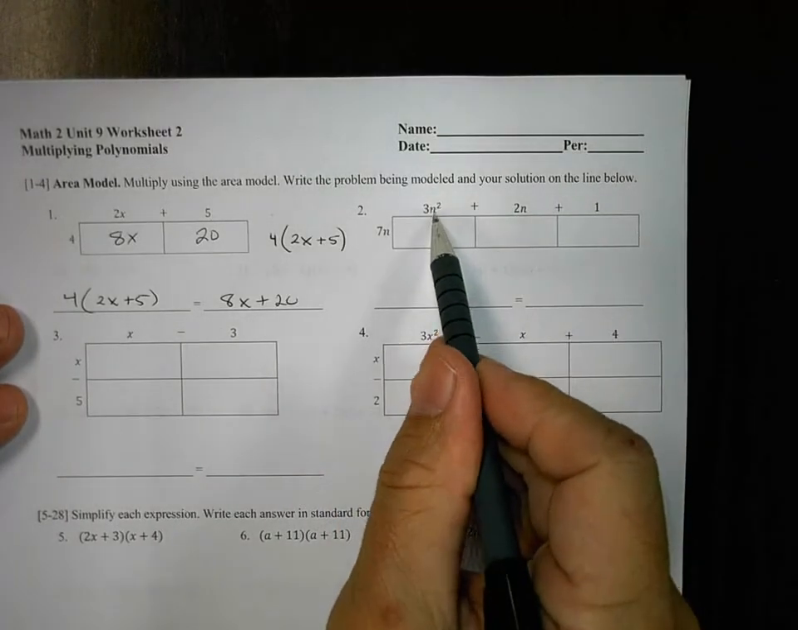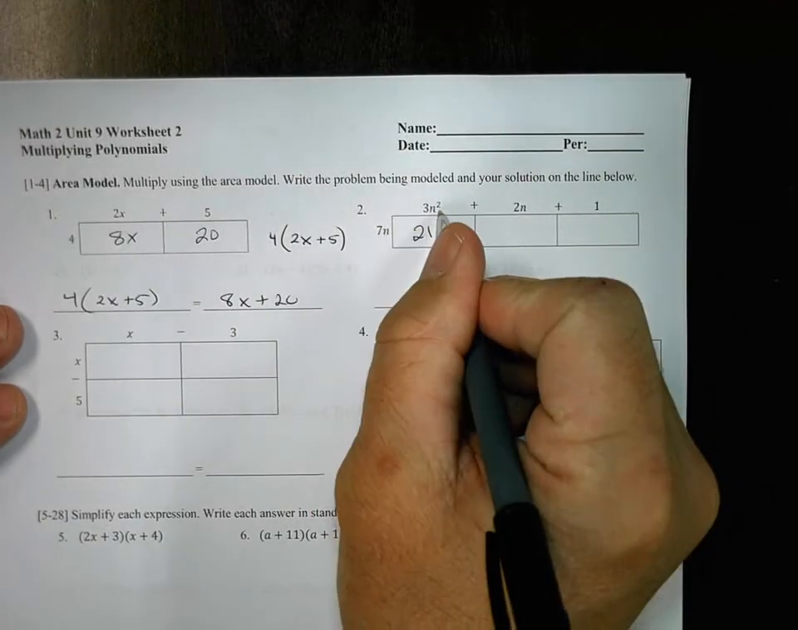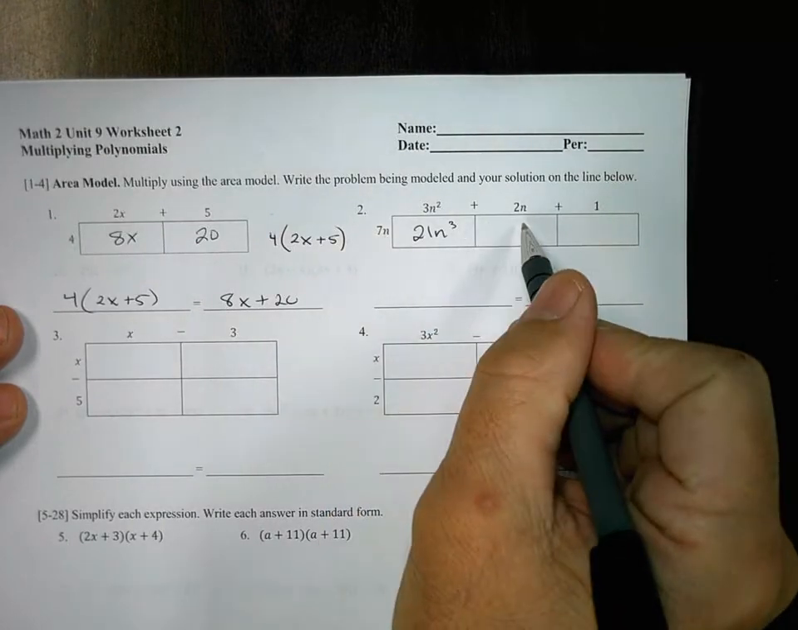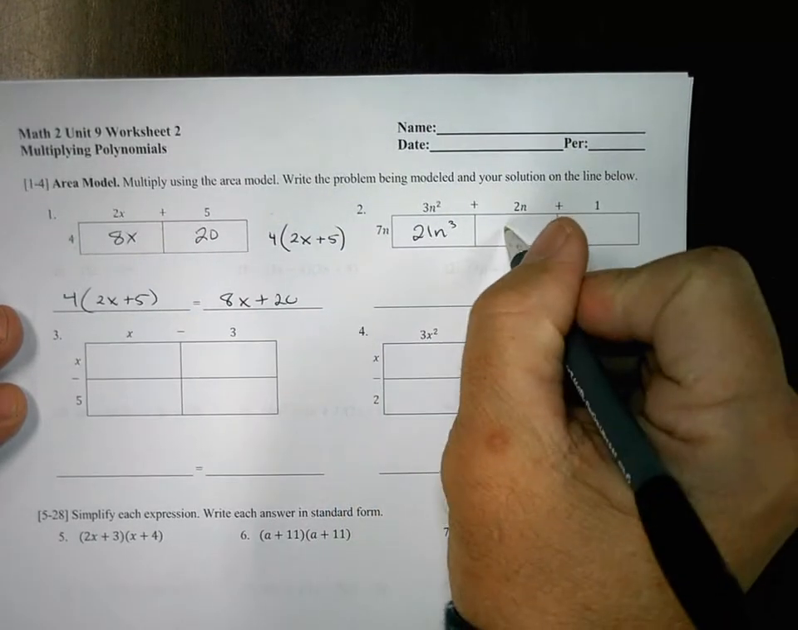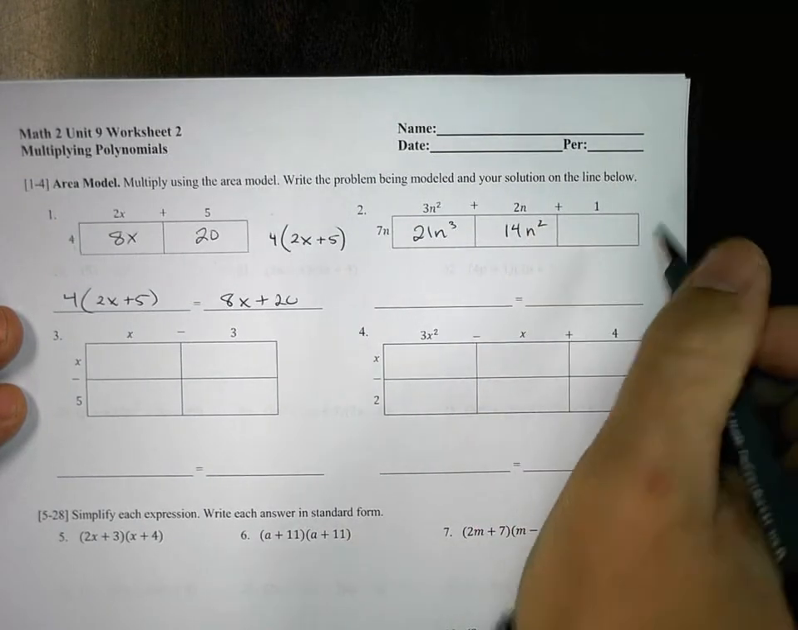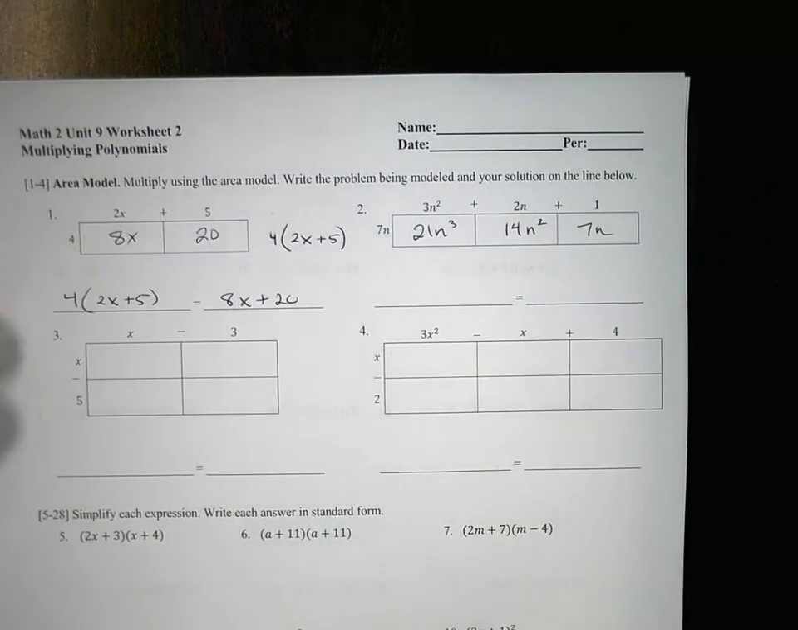So 7n times 3n squared. 7 times 3 is 21. N to the first times n to the second is n to the third. 7n times 2n. 7 times 2 is 14. N to the first times n to the first is n to the second. And then 7n times 1 is just 7n.